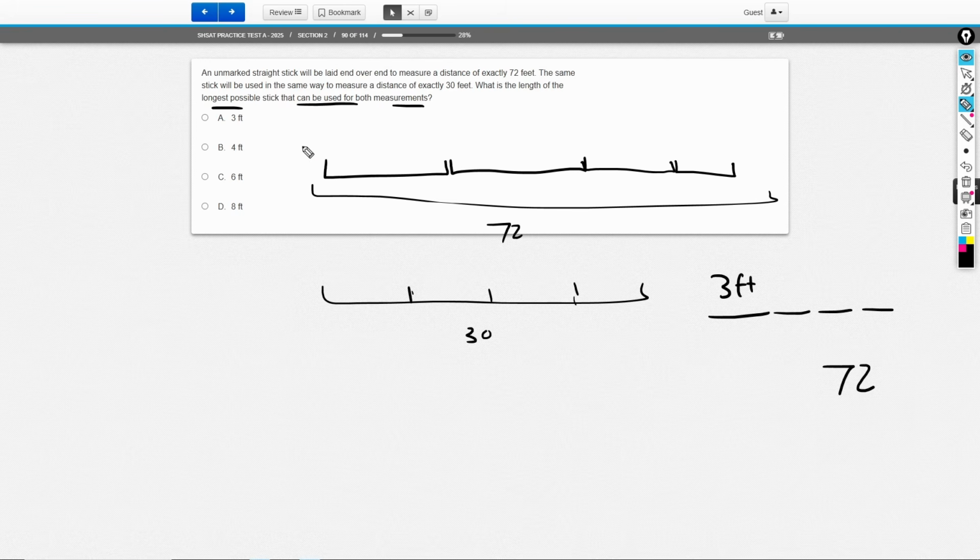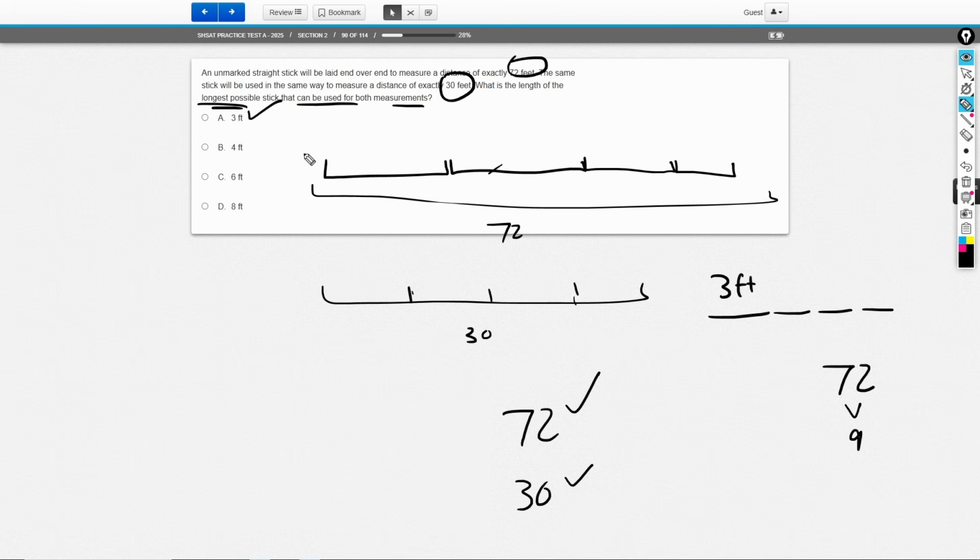The way that you check this is you check if each one of these choices is divisible. If 72 and 30 are both divisible by the choice. So is 72 divisible by 3? No. Why? If we add the digits, 7 plus 2 is... Oh, sorry, I made a mistake. Sorry, guys. 7 plus 2 is 9. And is 9 divisible by 3? Yes, so 72 is divisible by 3. Now, is 30 divisible by 3? Yes.